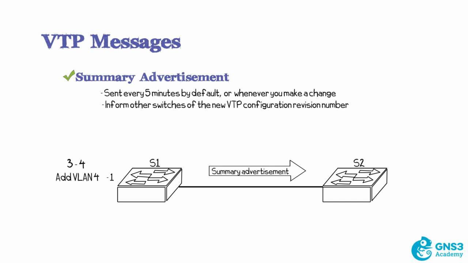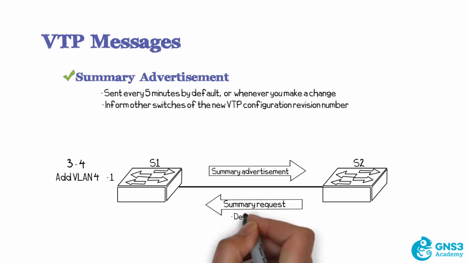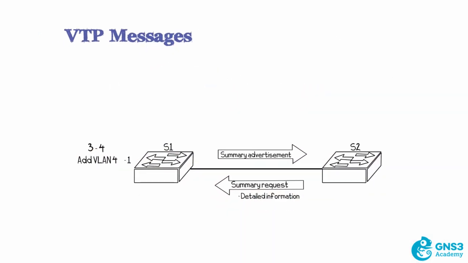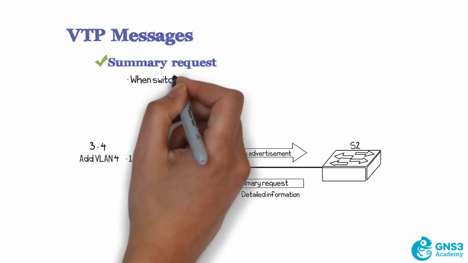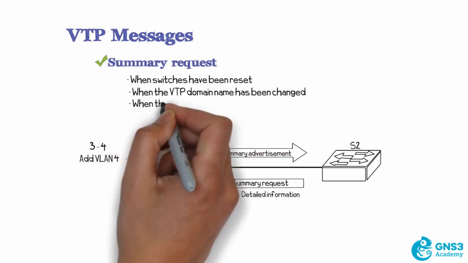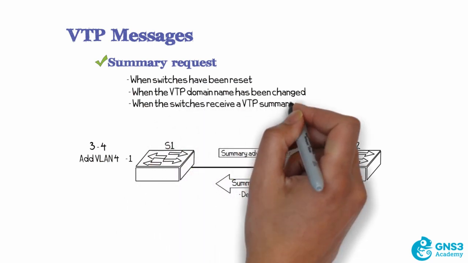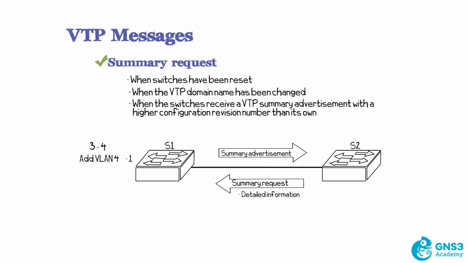Switches that receive that summary advertisement will then send back a summary request asking for detailed information of the changes that have been made. There are 3 cases when summary requests are used. Firstly, when switches have been reset, or when the VTP domain name has been changed, or when the switch has received a VTP summary advertisement with a higher configuration revision number than its own.